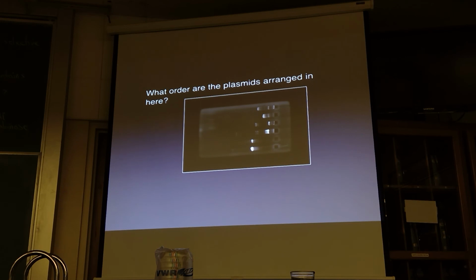So here's again a test. What order are the plasmids in? So the plasmid at the top is which one? pGEM. The second one down is pGLO. The one closest to the standard is pUC19. So you need to be able to recognize which plasmid is which by where they line up.